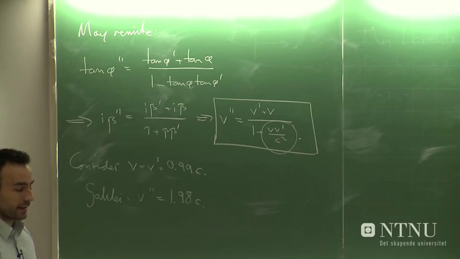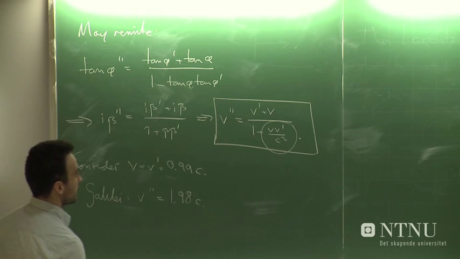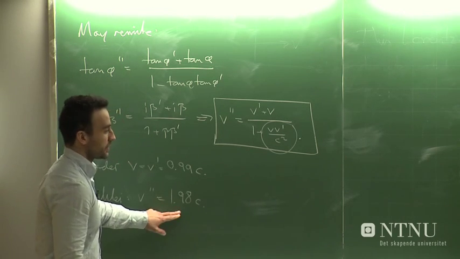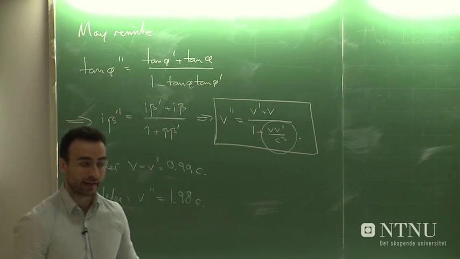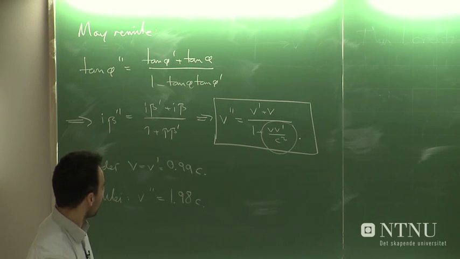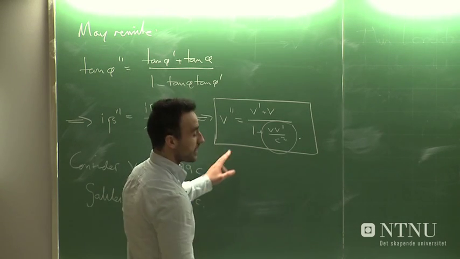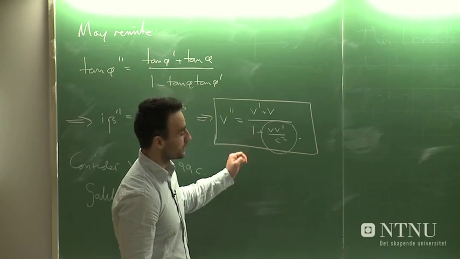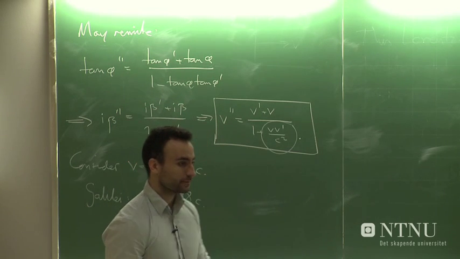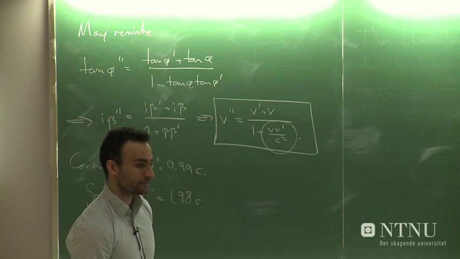But this is not correct according to the special theory of relativity, because the speed of light shouldn't be exceeded by any of these inertial systems. So then the question is, what happens if you use this formula? What do you think happens? You get something that's less than the speed of light. Yeah.